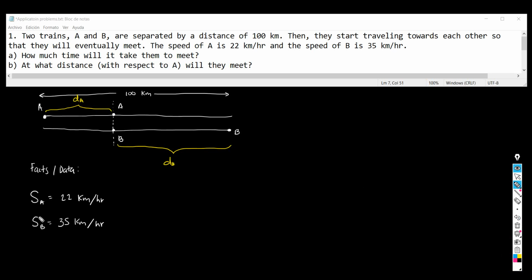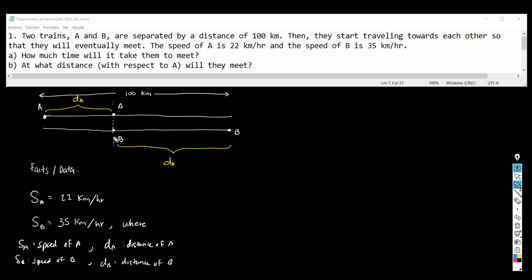And remember, always specify your variables. So I can write here where SA is the speed of train A, SB is the speed of train B, dA is the distance traveled by train A, and dB is the distance traveled by train B. Perfect. So we have this.